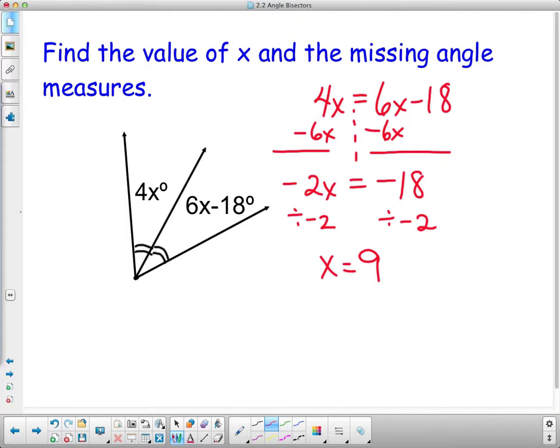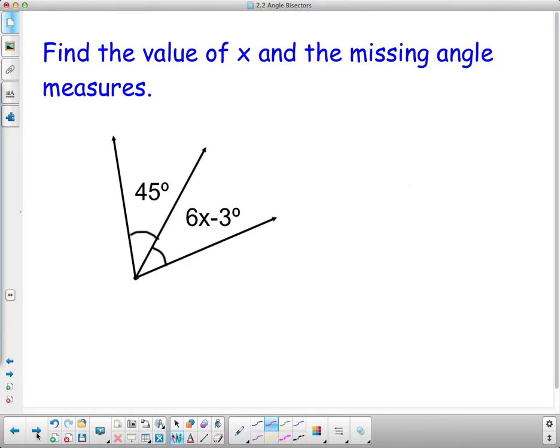All right, let's find missing angles. So 4 times 9 is 36 degrees. 6 times 9, 54. Minus 18 should come out 36 just like the other one. And what's the whole angle? 72. So what was the difference on that one? I didn't give you as many just straight angle measures. You had to do a little bit more algebra, okay?